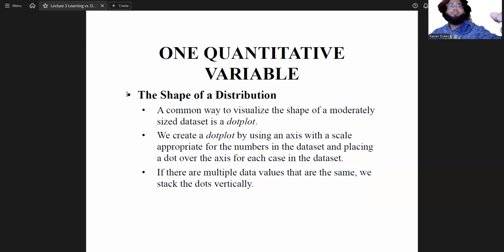One quantitative variable, the shape of a distribution. A common way to visualize the shape of a moderately sized data set is a dot plot. We create a dot plot by using an axis with a scale proportionate for the numbers in the data set and placing a dot over the axis for each case in the data set.